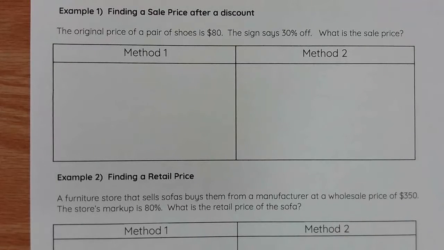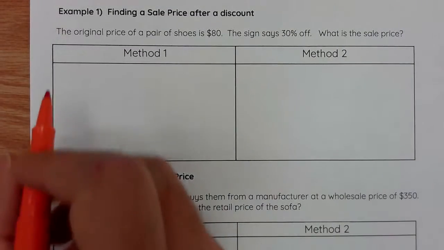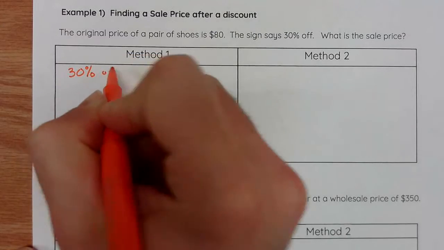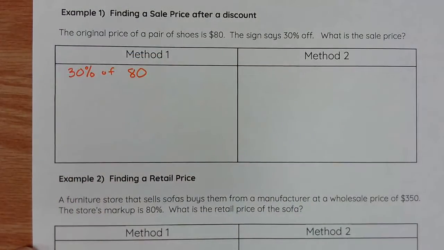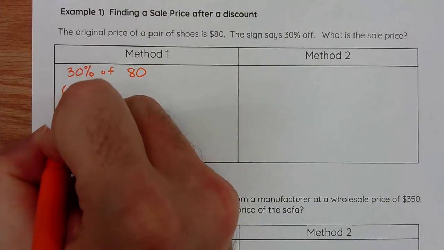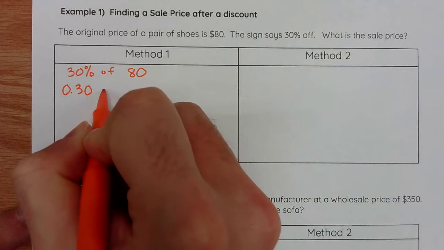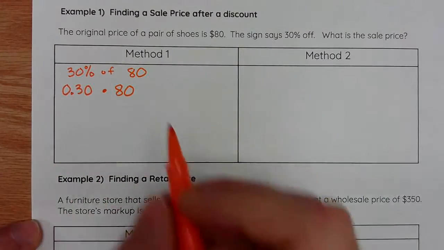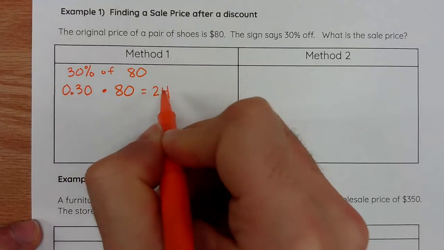Two methods. Method 1 is how we have typically found percentages and a decrease previously. So I want 30% off. So what I need to do is I need to find 30% of 80. We can use that with the percentage proportion, or we can do that with the percent equation. I'm going to use the percent equation. So I'm going to change 30% to a decimal. Of is multiplication of 80. So 30% of 80 is 24.